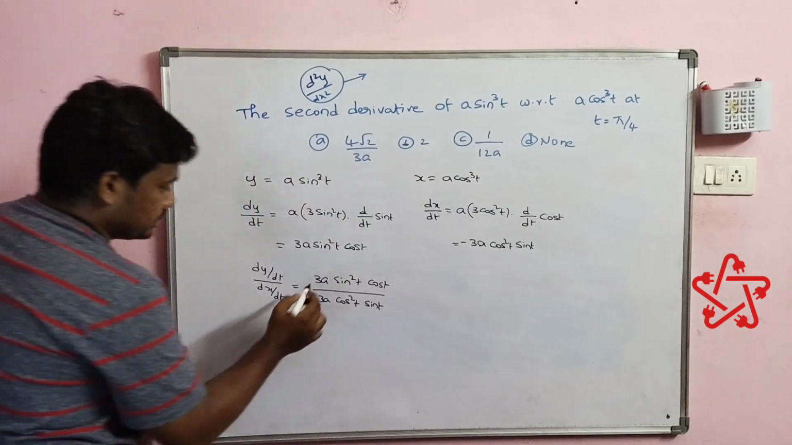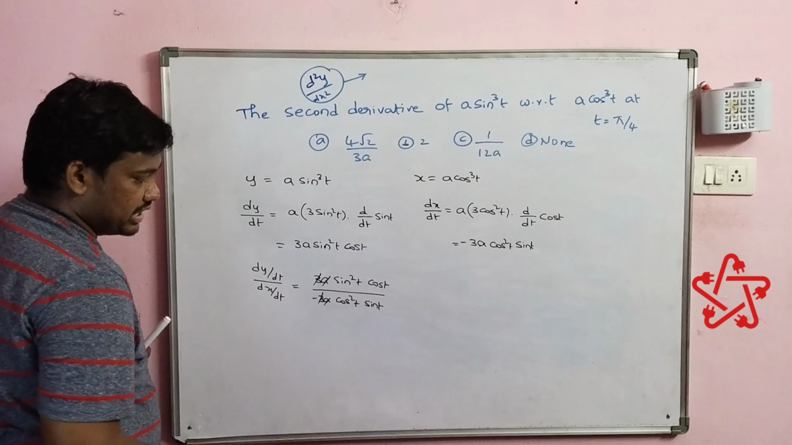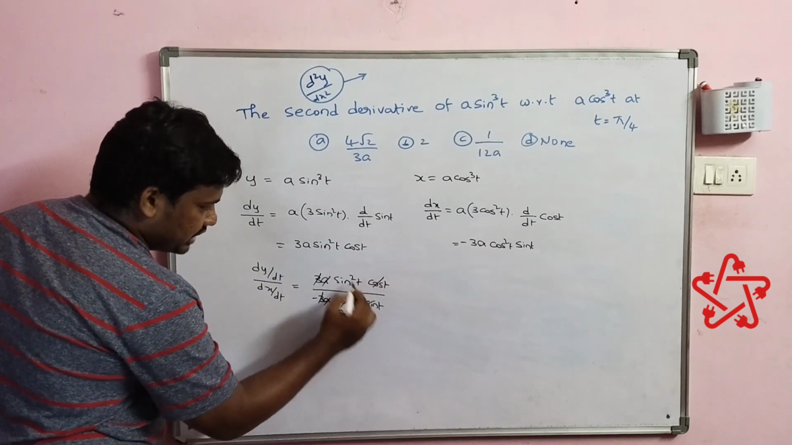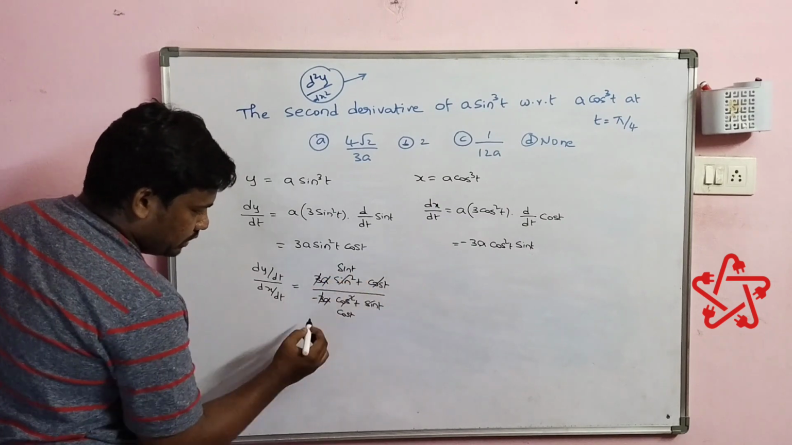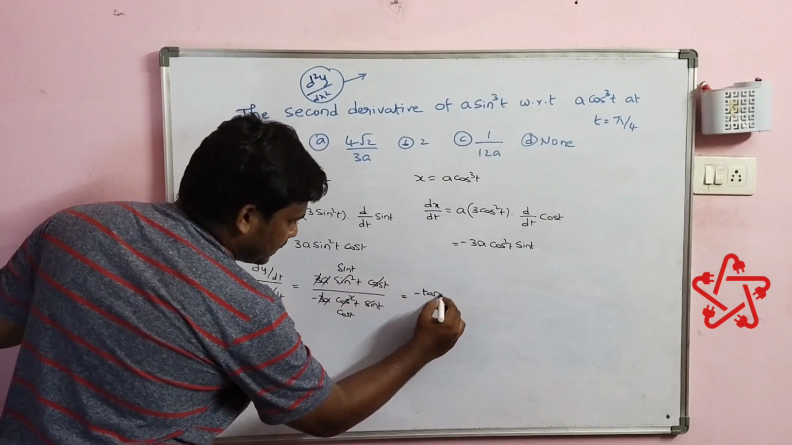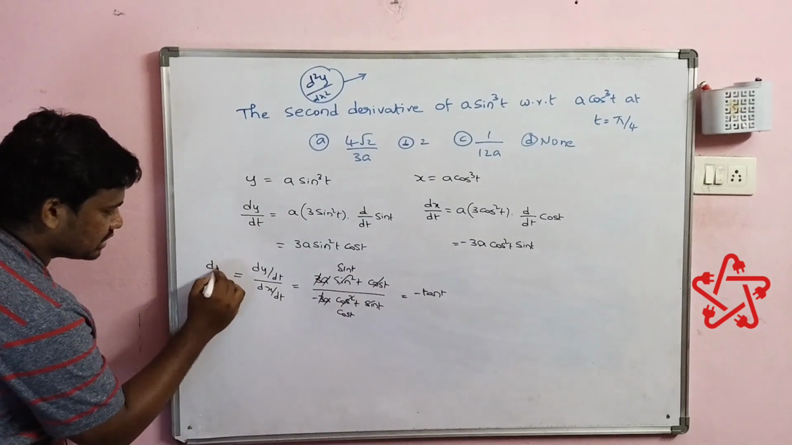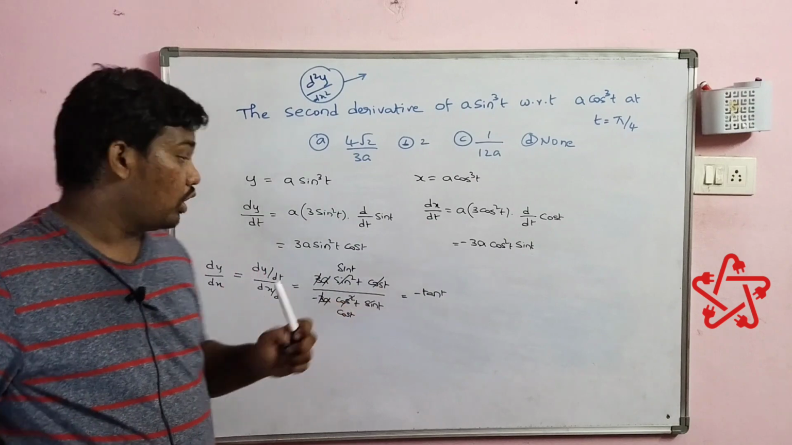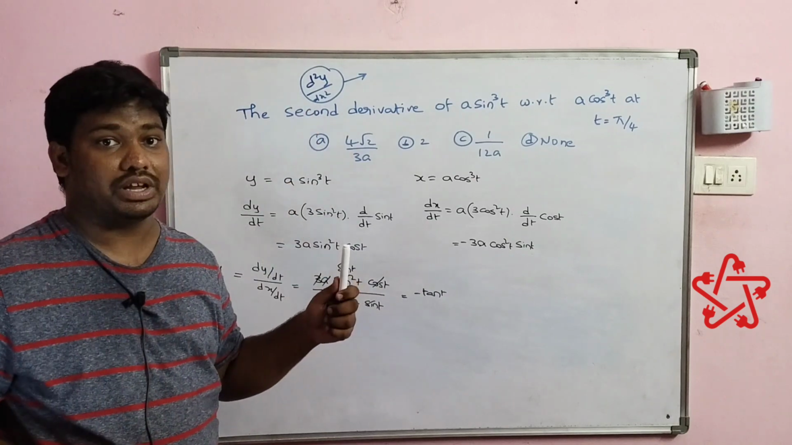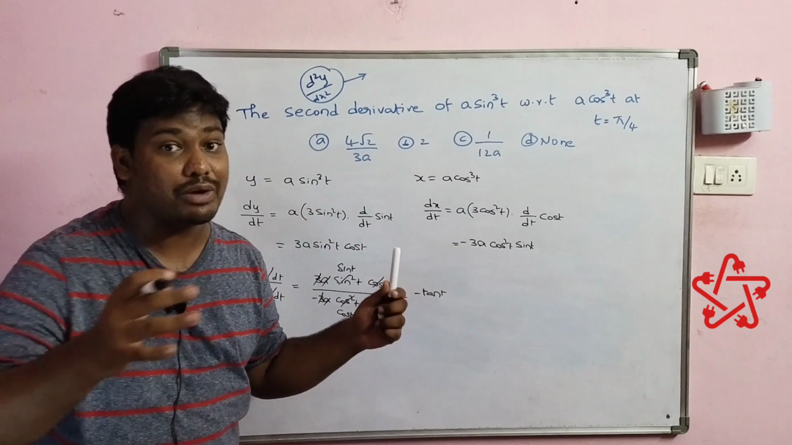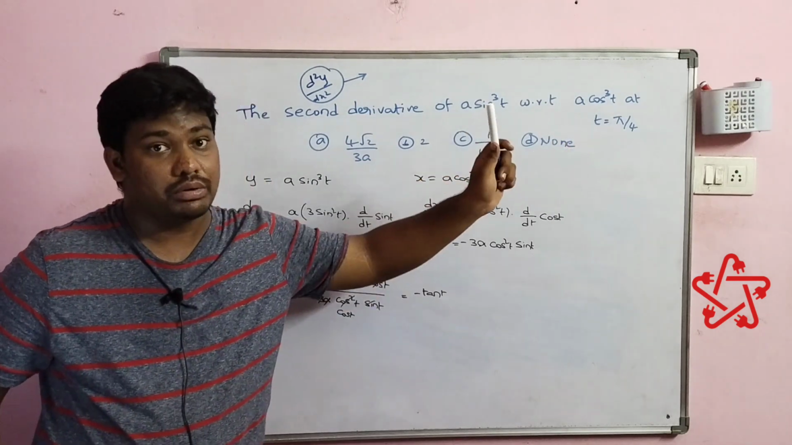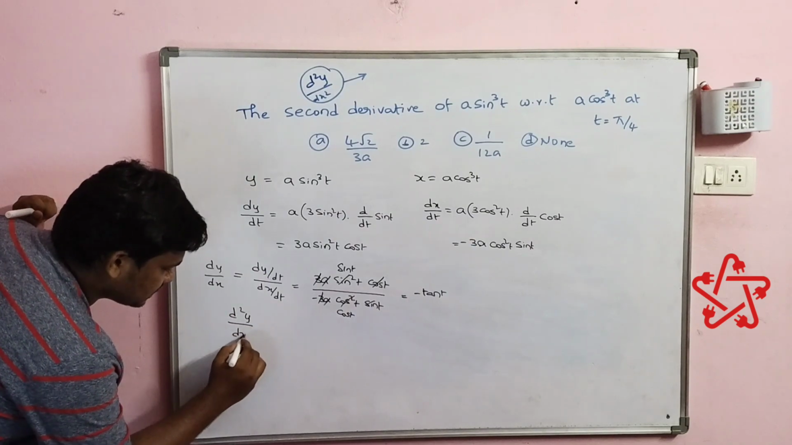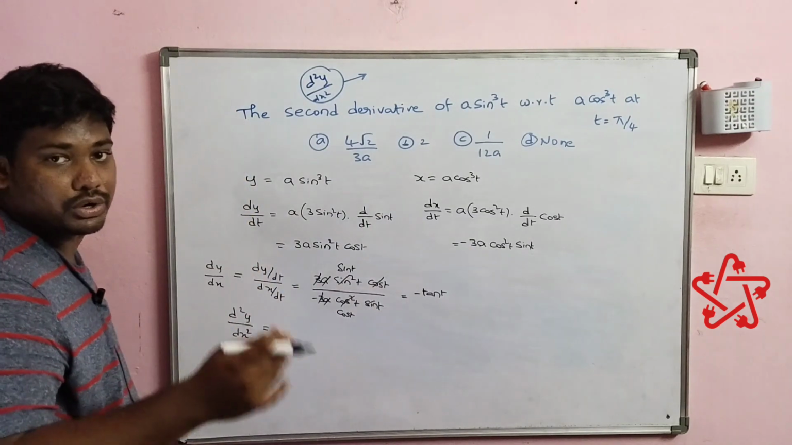If you simplify this, 3a gets cancelled, and one cos will get cancelled, and one sine will get cancelled, and the value is minus tan t. That is dy by dx. dy by dx now became minus tan t. Now we need d square y by dx square, right? He is asking to find d square y by dx square at t equal to pi by 4. Now differentiate with respect to x again. We need to differentiate again.